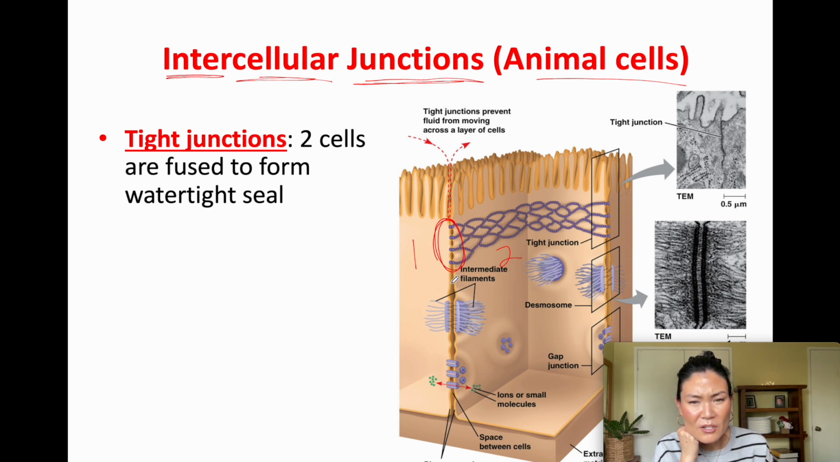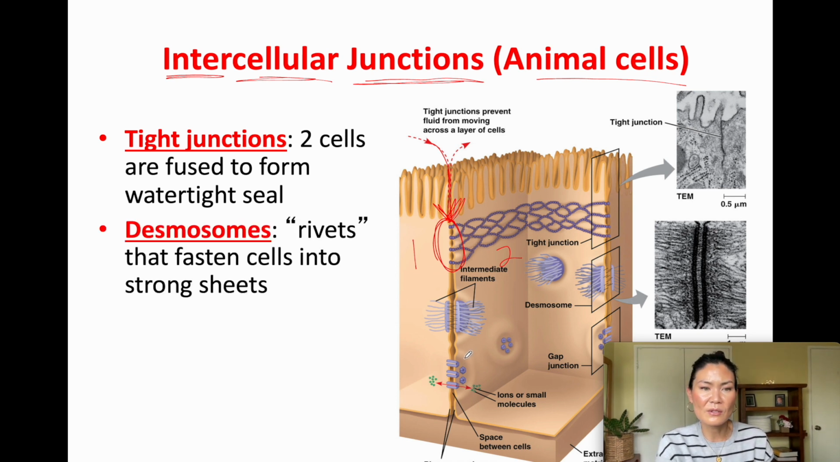You can think of tight junction as being like threads that connect the two cells together, okay? When you look at your skin cells, you actually have multiple layers of skin cells, and how are they connected? One way that they're connected is by the tight junction. Two cells are fused to form a watertight seal, meaning it's threaded together so that nothing can go in between them. Like water, it's really tight. Nothing can go through in between the two cells.